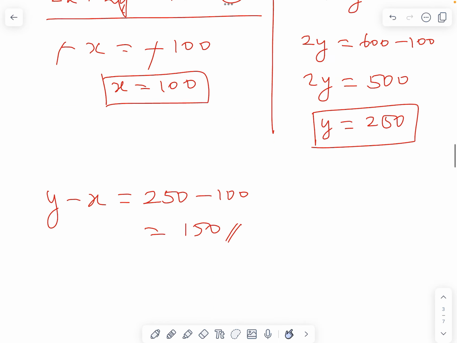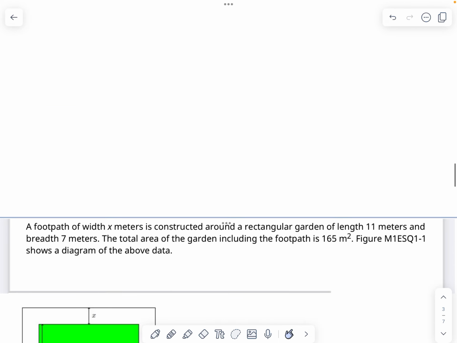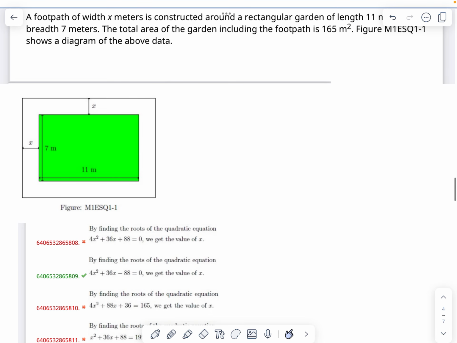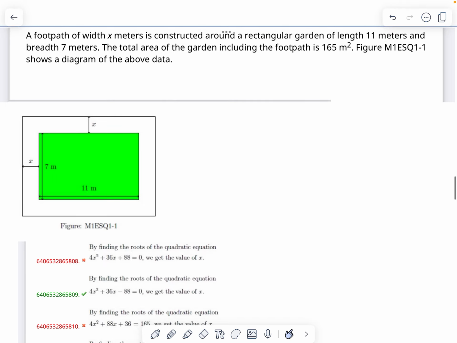Now the next question. So this is a very important question. It is usually used in all the qualifier exams, so kindly concentrate on this type of questions more. First you will look at the diagram, then read the question. It is looking like a rectangle, so one type of clue we are getting.